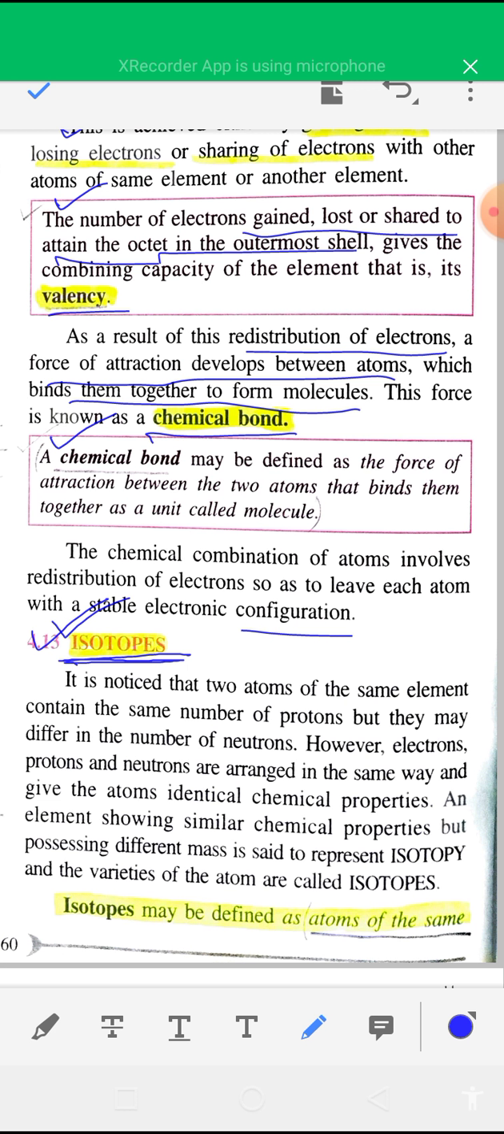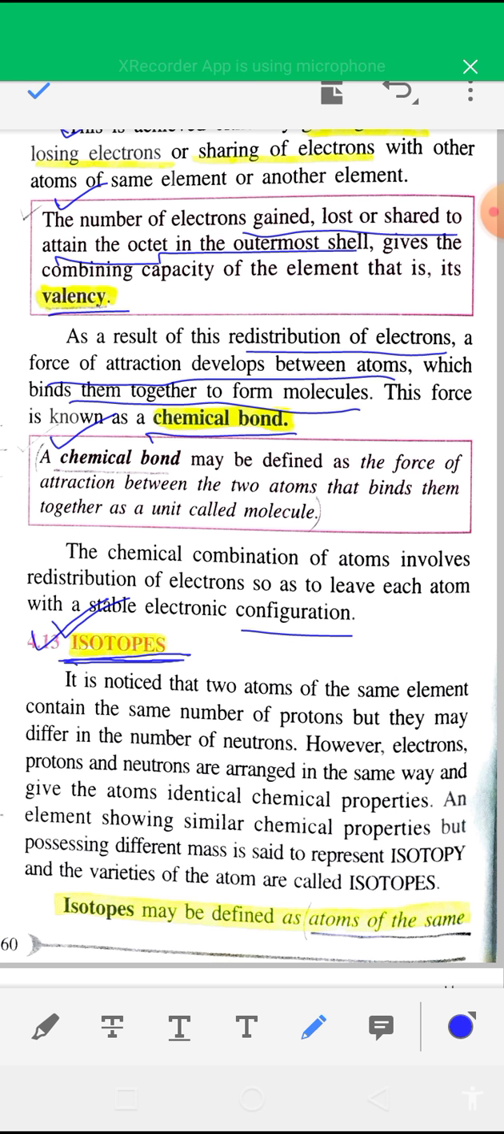Okay, there are mainly three types of chemical bonds: covalent bond, ionic bond, and coordinate bond. Coordinate bond is not given in class 9, it is given in class 10. In the next class I will discuss different types of bonds.